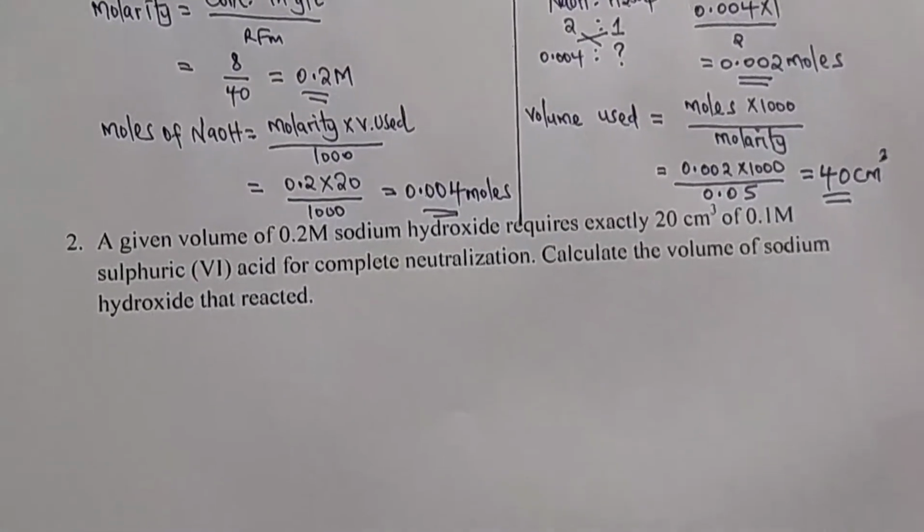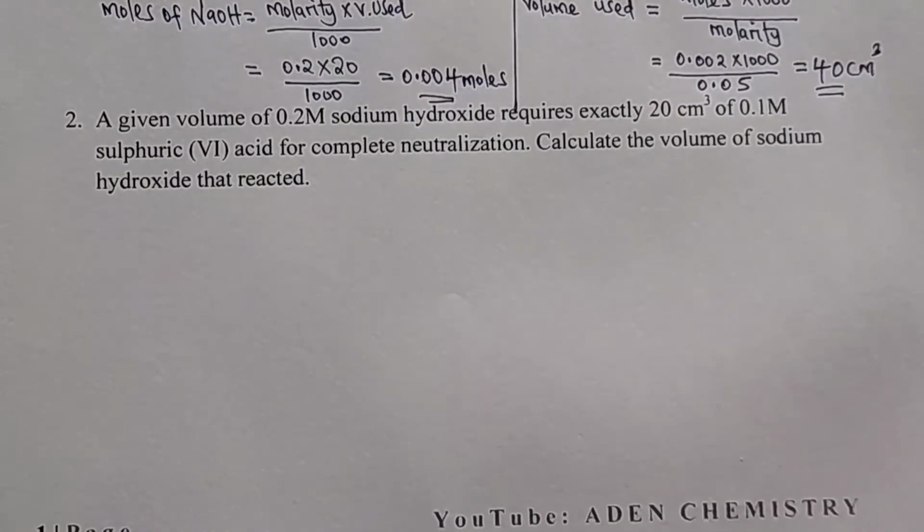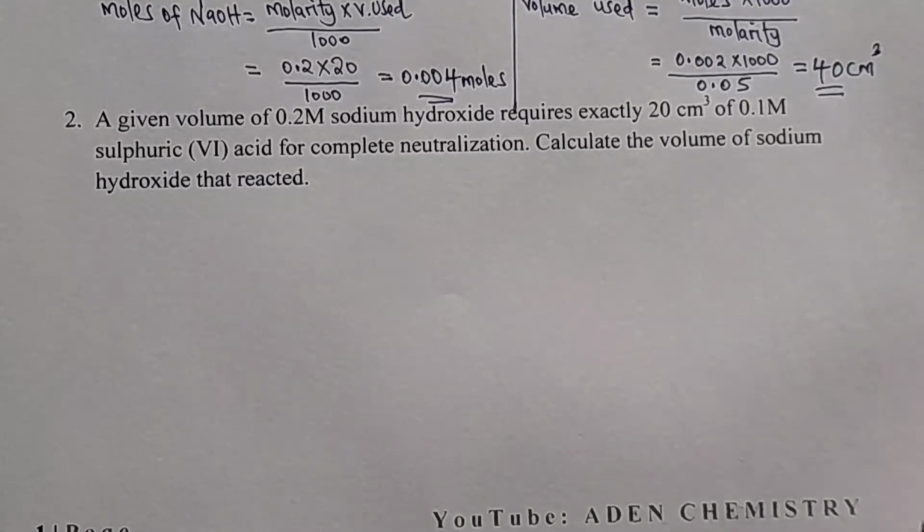We go to question number 2. We are told a given volume of 0.2 molar sodium hydroxide requires exactly 20 centimeter cube of 0.1 molar sulfuric acid for complete neutralization. We are told to calculate the volume of sodium hydroxide that reacted.